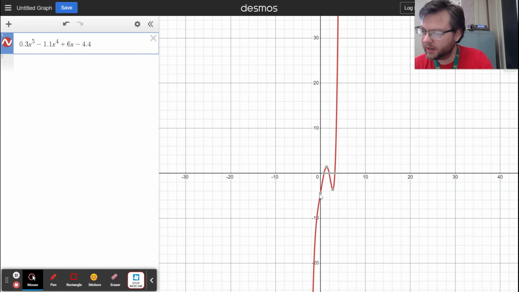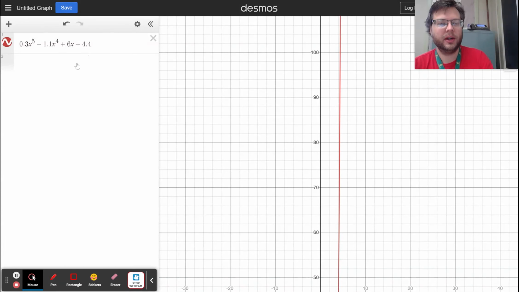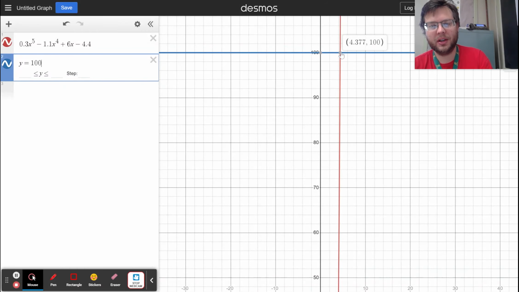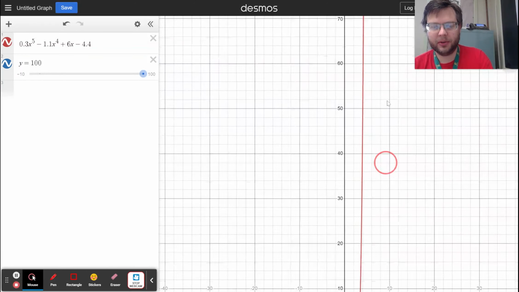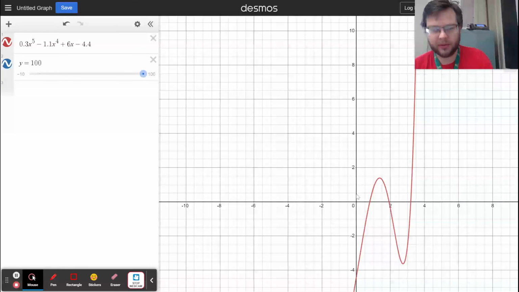We're asked to find where it equals 100. Okay, so you're going to go all the way up here to where it equals 100. I like to type in y equals 100 as a separate equation and find where they intersect each other. So now I know that when x is 4.377, the y value is 100. The next question is asking us about the interval from 0 to 3. So I'm just going to zoom in on the interval from 0 to 3.